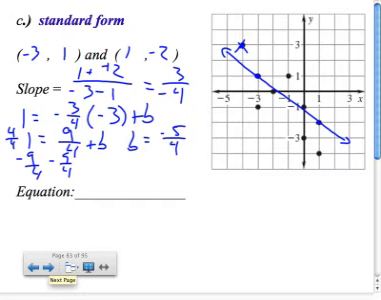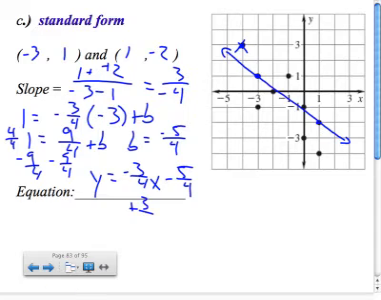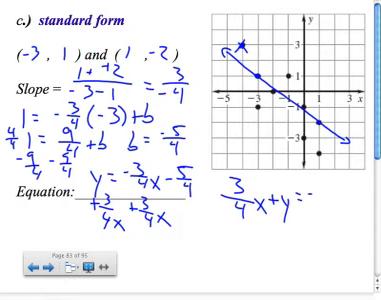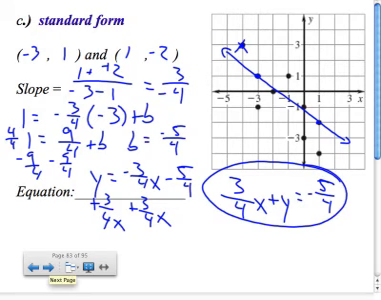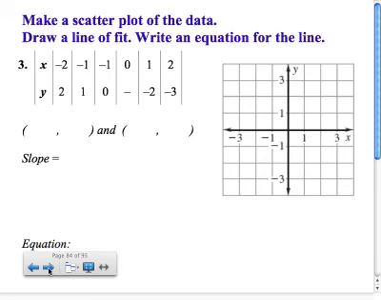And so now for your equation, you have y equals -3/4 x minus 5 over 4, but they want it in standard form, so I'm going to add 3/4 x to both sides. And so in standard form, you have 3 over 4x plus y equals -5 over 4. And there would be the equation of your line of fit for this particular data set.